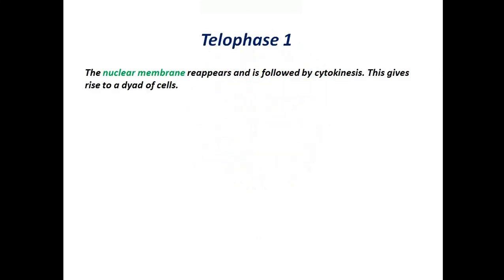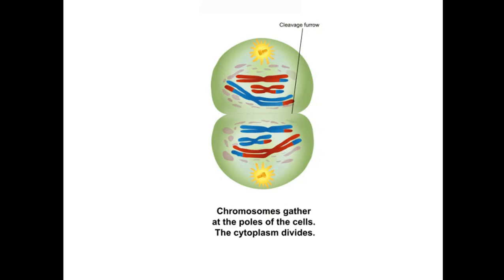Telophase 1. Well, this is the last step of meiosis 1. The nuclear membrane reappears, and is followed by cytokinesis. This gives rise to a dyad of cells. Here's the diagram of telophase 1. The chromosomes gather at the poles of the cell, and in a single cytoplasm there are two daughter cell structures.